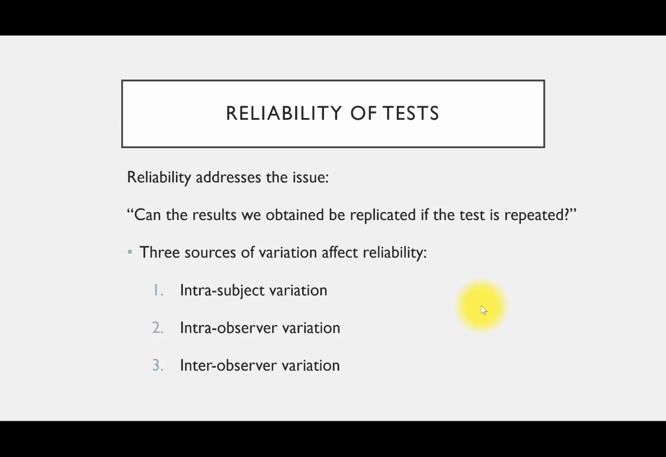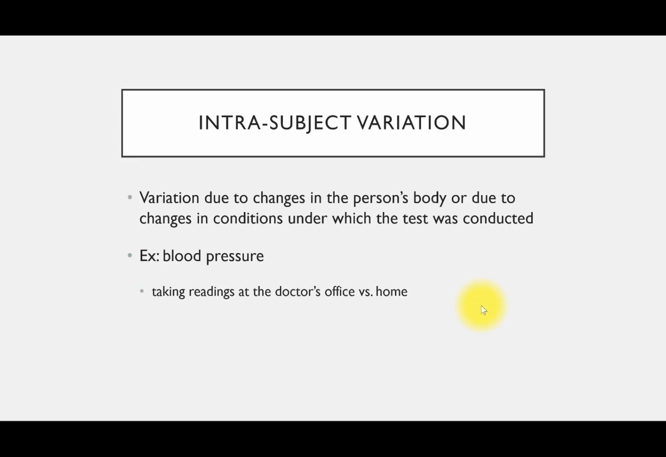You can imagine that if you run a test 10 times and every time you obtain different results, that would be a very serious issue and you would not trust the test. To evaluate reliability in our screening tests, we need to examine different sources that could affect reliability. So based on what I just told you, we have three types of reliability: intra-subject variation, intra-observer variation, and inter-observer variation. Let's examine each one of them.